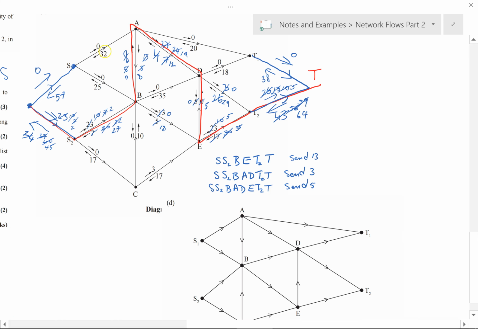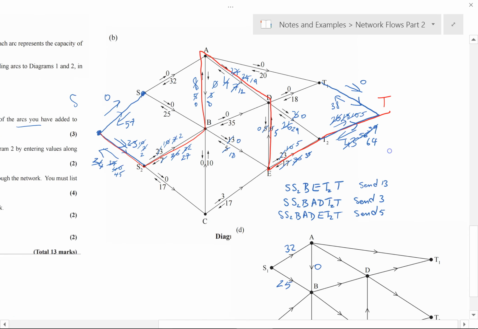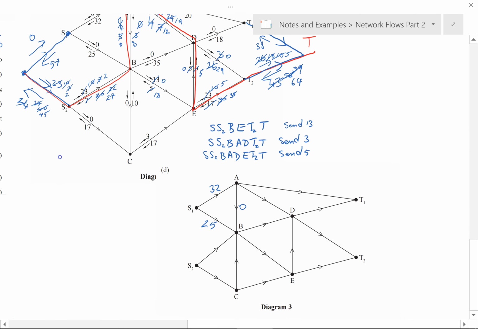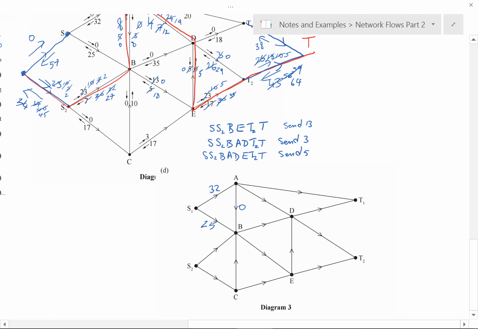Anyway, let's have a look at this. The backward arrow, remember, is the one that gives us the flow. So that's 32, 25. Now this here, remember, it's the backward arrow that actually determines the flow, and it's a 0. So this is again an AB. We've actually reduced the flow from the original diagram where the flow was 8. We've reduced it to 0. So that's what we actually mean by backflow.